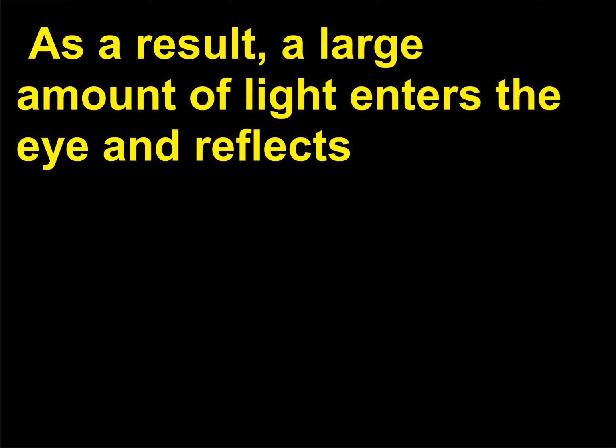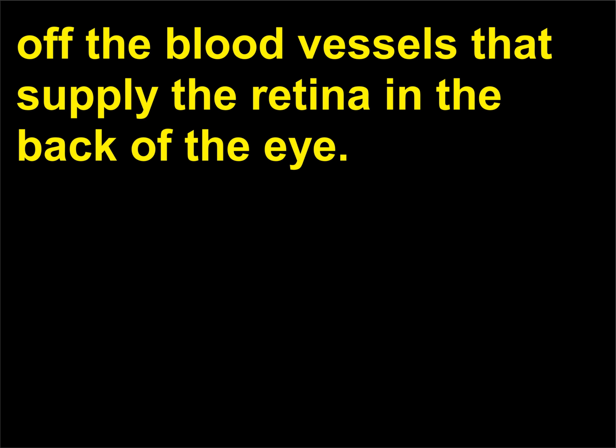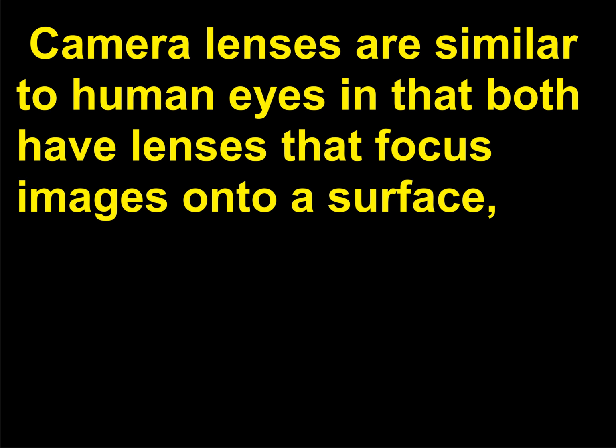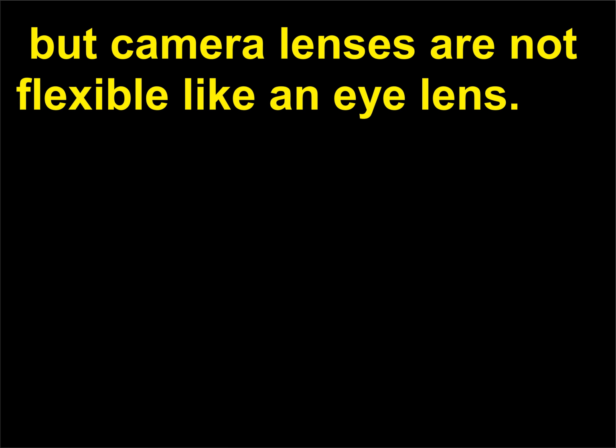As a result, a large amount of light enters the eye and reflects off the blood vessels that supply the retina in the back of the eye. The redness on the pupil is actually the reflection off these blood vessels captured by the camera. Camera lenses are similar to human eyes in that both have lenses that focus images onto a surface. But camera lenses are not flexible like an eye lens.